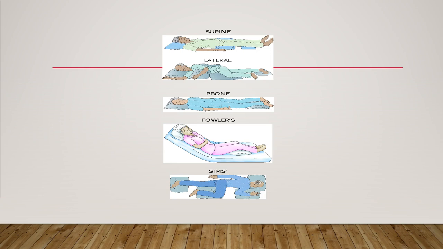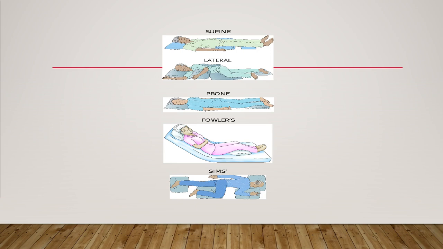Fowler's position is a reclined sitting position while in bed. 2 types of Fowlers include a high Fowler's position. The bed is at a 60 to 90 degree angle for high Fowlers, or a semi-Fowler's position, which is more common at 30 to 45 degrees. The last one is the Sims position.